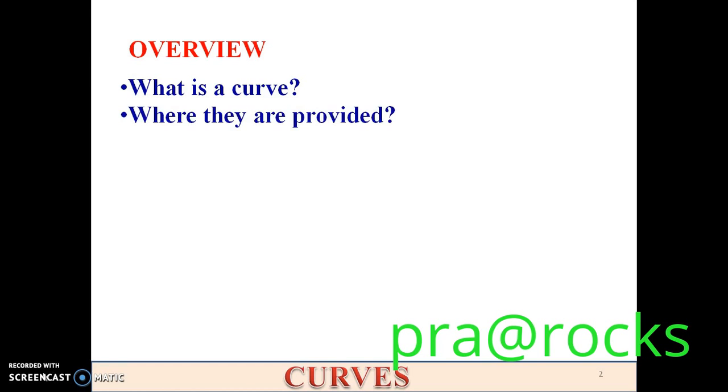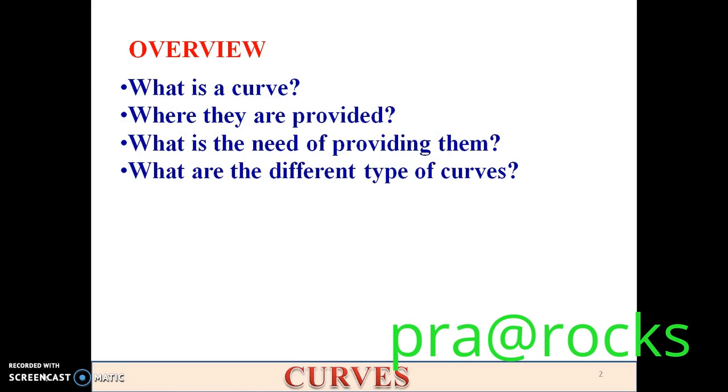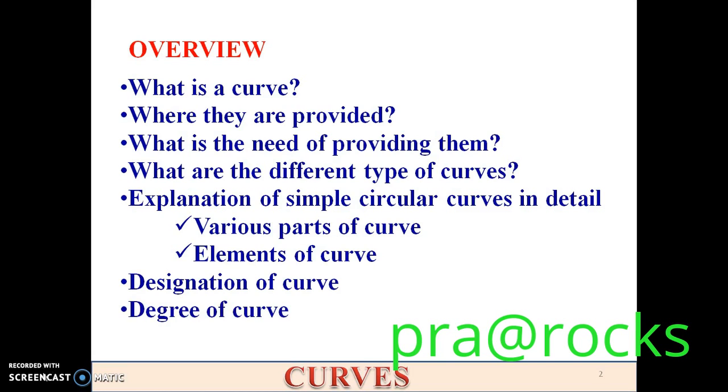Coming to the overview of this video. In this video, we will be covering what is a curve, where they are provided, what is the need of providing them, what are the different types of curves, and also the explanation of simple circular curves in detail. And inside that we will be discussing various parts of the curve as well as elements of the curve, and then next how we can designate a curve, and what is the degree of the curve.